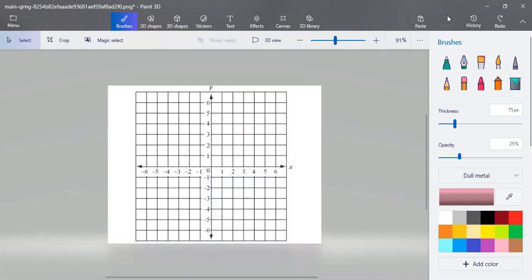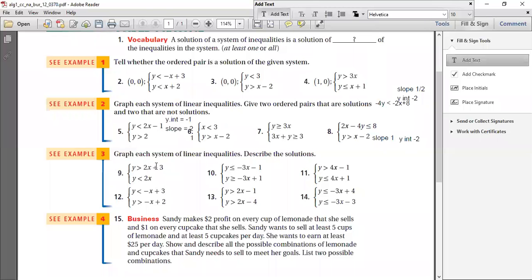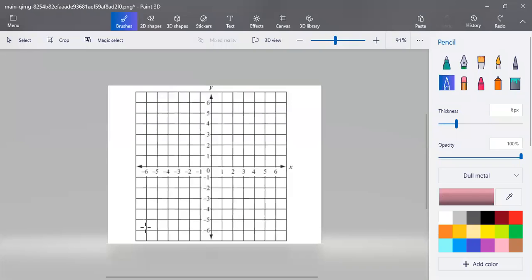Okay, so what was the y-intercept for that question? The y-intercept was, I forgot, how much? Okay, y-intercept was 3 and the slope was 2 over 1. So y-intercept is going to be 3 and the slope was 2 over 1.